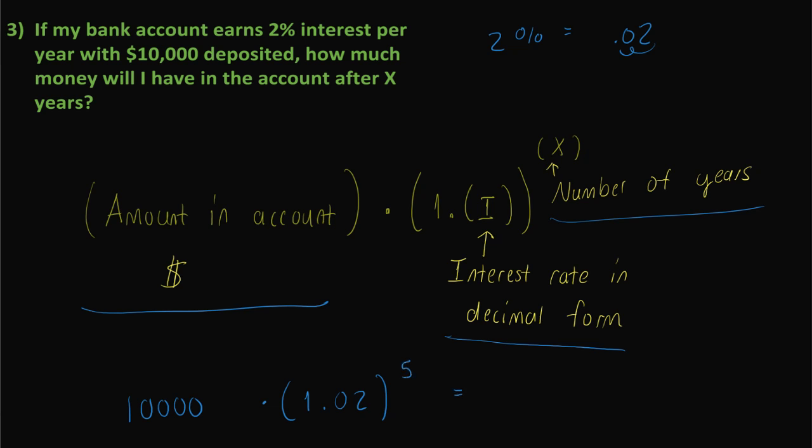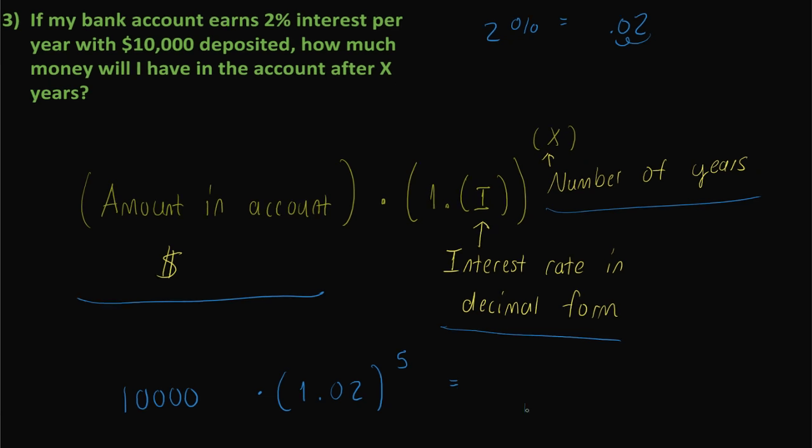And that's it. So if you just enter that in a calculator, 10,000 times 1.02 to the 5th power will give you 11,040 and 81 cents.